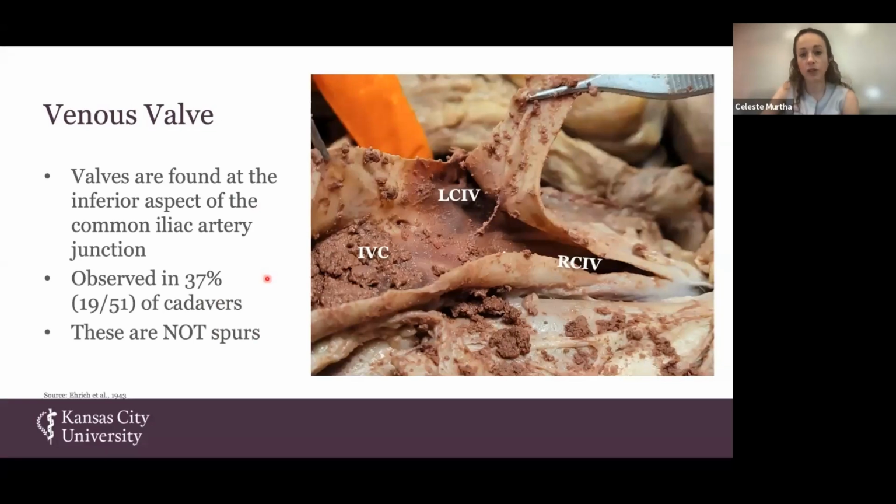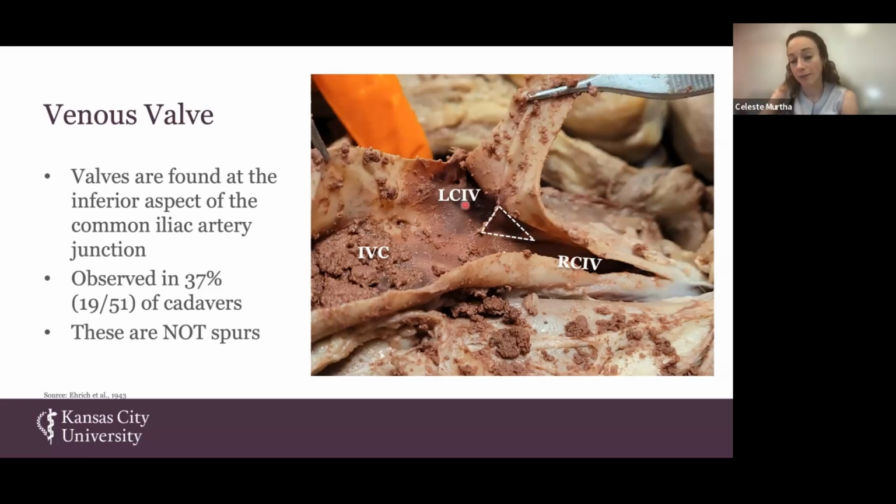One thing I want to point out to all of you is that we did not classify venous valves as a spur because venous valves are normal anatomy. Based on the reading that we've done, spurs are consistently present at the inferior junction of the left common iliac vein and the right common iliac vein. So this right here is a venous valve right at the inferior portion of where these two veins are meeting. We observed these in 37% of our cadavers.